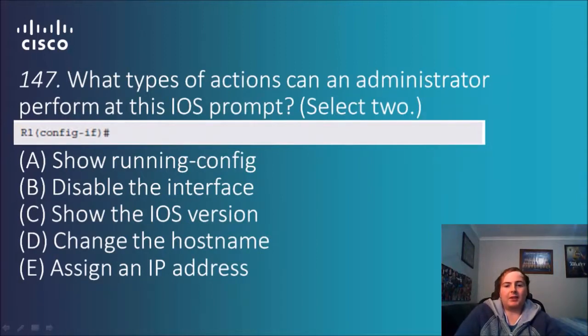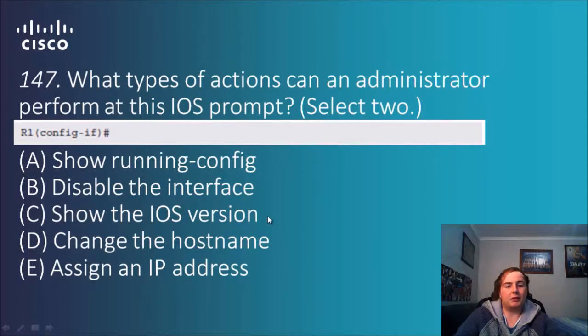147, what types of actions can an administrator perform at this IOS prompt? Select two. So we've got the user privilege exec mode hash there, and we're on router one. Config-if generally means we're in an interface. That's basically what it stands for. So we've got show running config, disable the interface, show the IOS version, change the host name, assign an IP address. So if we show the IOS version, we can actually do that in this mode.